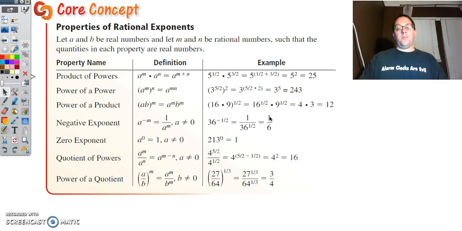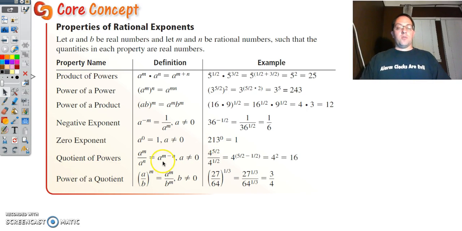Zero exponent property. Anything raised to the 0 power equals 1, except for 0. 0 to the 0 power is undefined, but anything else, it doesn't matter what it is, raise it to the 0 power, and it equals 1, as long as you're not raising 0 to the 0.